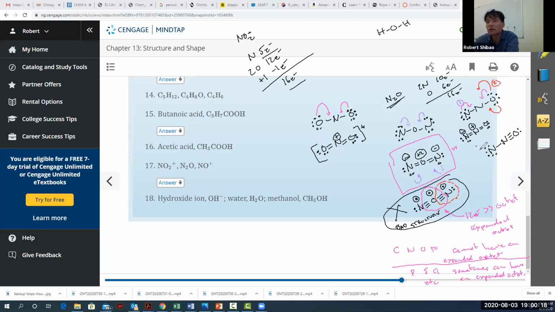Is this better or worse than this structure? Well, let's take a look at the octet rule. The octet rule is still fine. This nitrogen has a total number of 8 surrounding it, and this oxygen has a total number of 8. So the octet rule is fine.